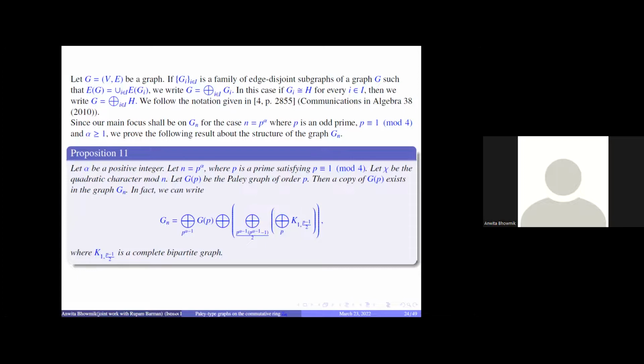So what we are doing is we are taking p to the power alpha minus 1 copies of G_p. They have their edges amongst themselves, and apart from that, there also exist edges between the copies. So that is how we are partitioning the edges. Suppose we are taking one copy of the Paley graph G_p. We take one vertex in that copy, and we see what other vertices in other copies are adjacent to this vertex. So this K_{1,(p-1)/2} is a star. It is a complete Paley-type graph. So that is how we have partitioned the edges.